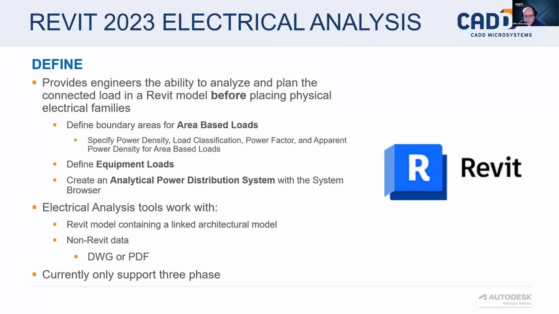And again, we can create either an area-based load or equipment load, and we're also able now to create the distribution system. I will mention these new tools work with a Revit model. You can also use a Revit linked-in architectural model to help you define the areas in there. So that's what I'll be doing, using a linked-in architectural model. But it can also be done with a DWG or a PDF format. The workflow would be exactly the same. So if you do just have a PDF or a DWG, we can bring that into Revit and use that as our background and go through the same process.